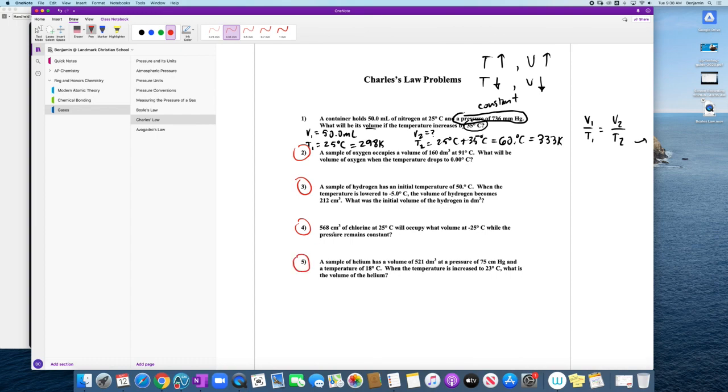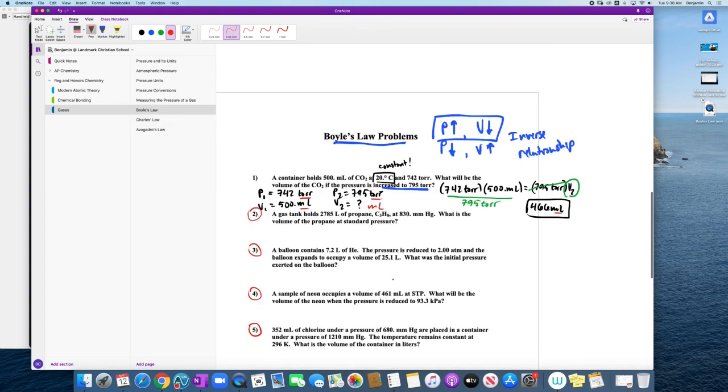To finish up for today, I would like for you to complete these problems here. I do need to state something about these problems here. Let me see.